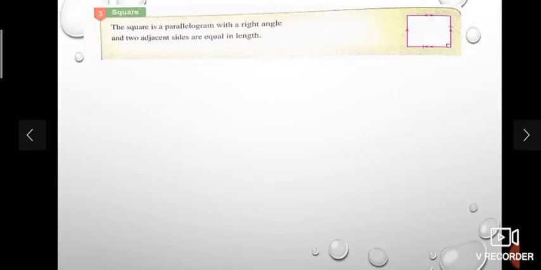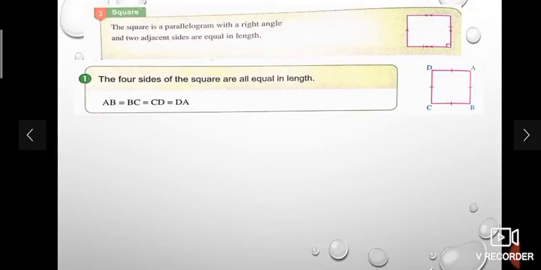Number 3, the square. The square is a parallelogram with a right angle and two adjacent sides equal. The first property, the four sides of the square are all equal in length: AB equal BC equal CD equal DA, like rhombus.